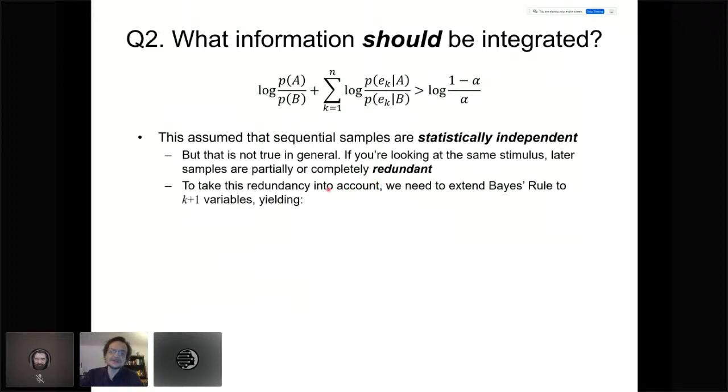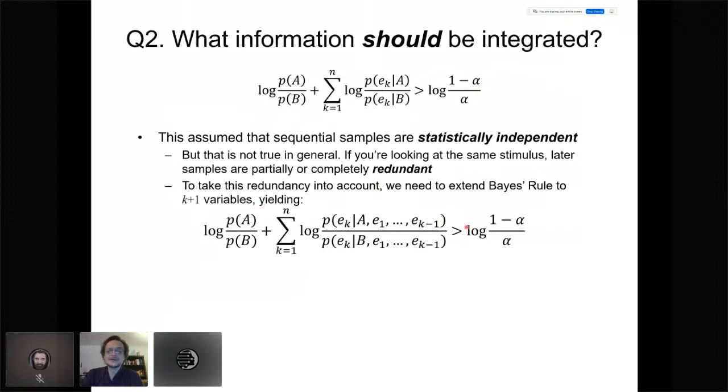Now, to take this redundancy into account, we need to actually extend Bayes' rule to multiple variables, and you can do this to any number of variables. And that will turn this equation into something slightly more complicated: what you should be accumulating is not just the likelihood of seeing that thing given A versus given B, but the likelihood of seeing that sample given A and all the previous samples, divided by the likelihood of seeing it given B and all those previous samples. That's the more correct, more complete way of doing it.